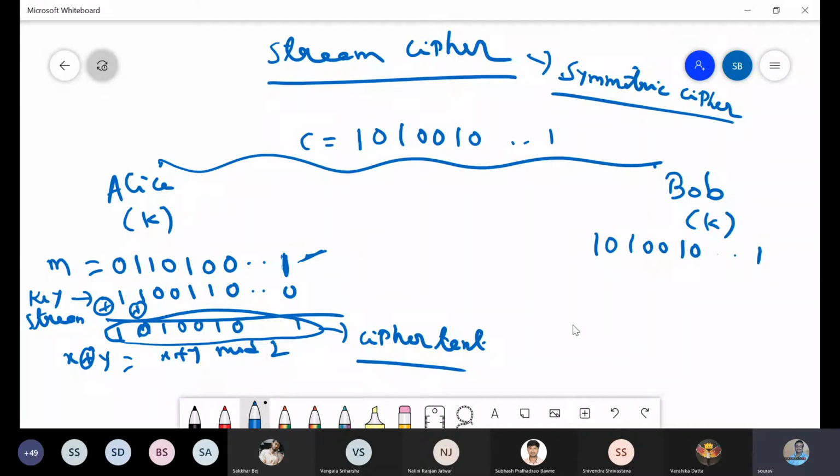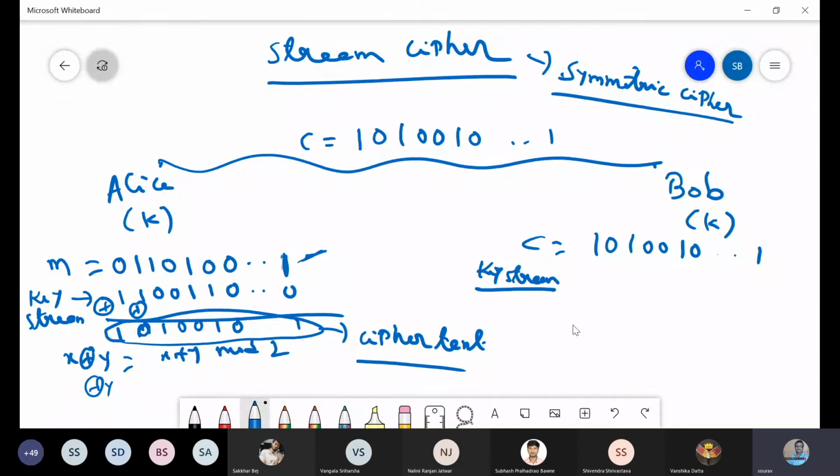So how will Bob get the plain text back? Bob needs to have the same key string so that he can do another round of that XORing and get the message back. Because if we do the XOR two times, so if we XOR with y again, we will get back x. That is the idea.